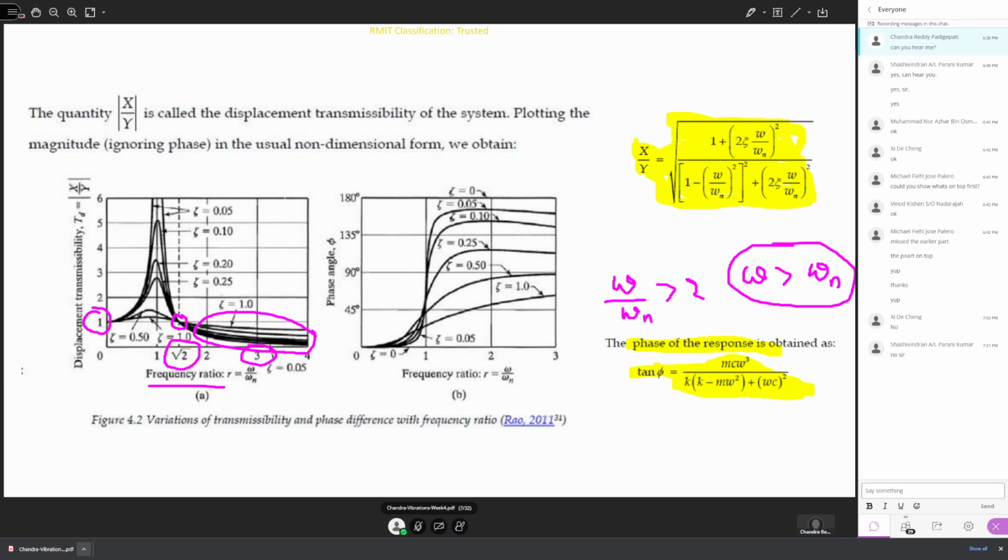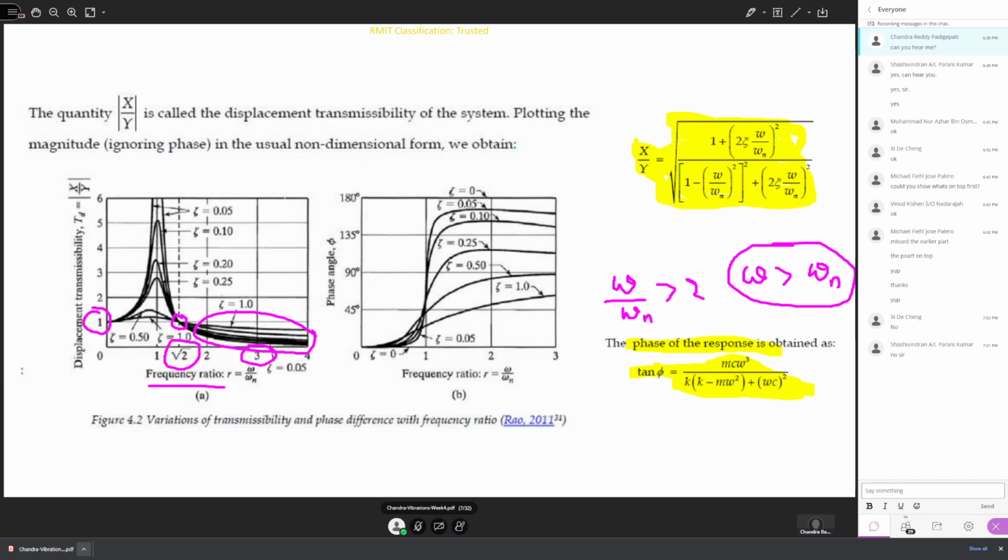So the frequency ratio plays an important part in understanding the systems. One main purpose is to reduce this displacement transmissibility or force transmissibility. If you want to reduce force transmissibility, one of the criteria is that the external frequency should be much greater than the natural frequency. Therefore the ratio of frequencies will be higher.